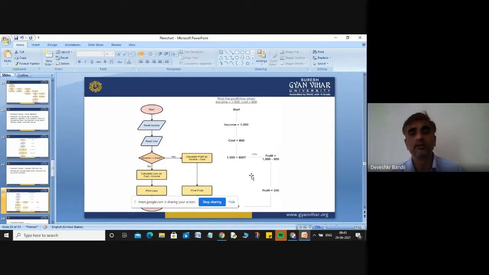Okay, and as I told you, if your condition is true, your cost will be subtracted from the income, and after that you will print the profit. And if your income is not greater than the cost, you will calculate the loss, meaning you will subtract the income from the cost, and you will print the loss. So this is the flowchart for calculating the profit and loss.